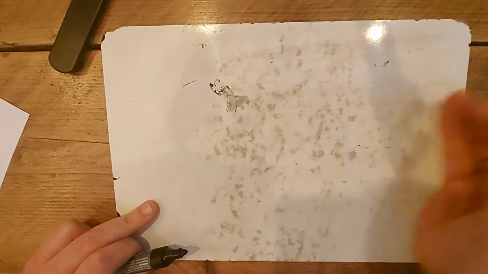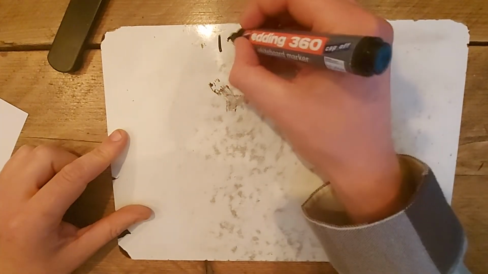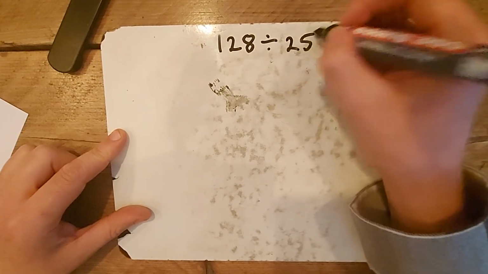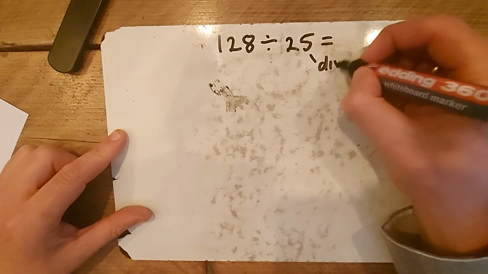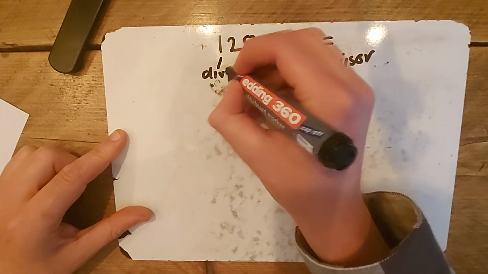Right then, let's have a look at another example. I hope that was okay. Let's have a look at another example. Let's do 128 divided by 25. Okay, again, this is my divisor, this is my dividend.